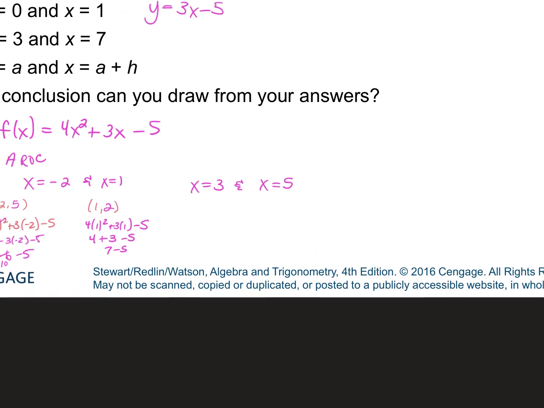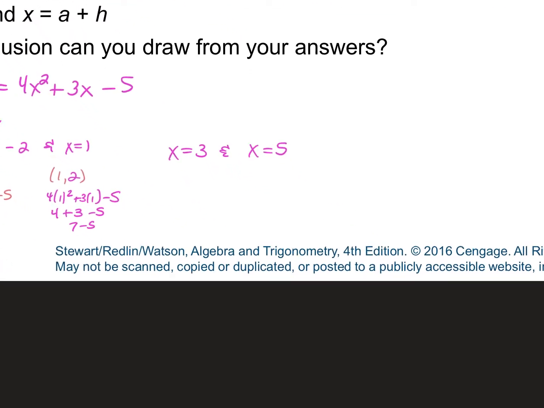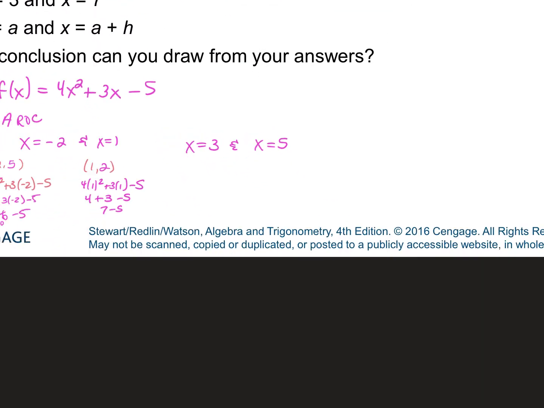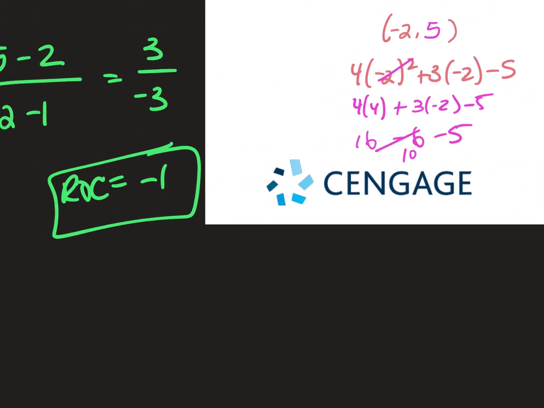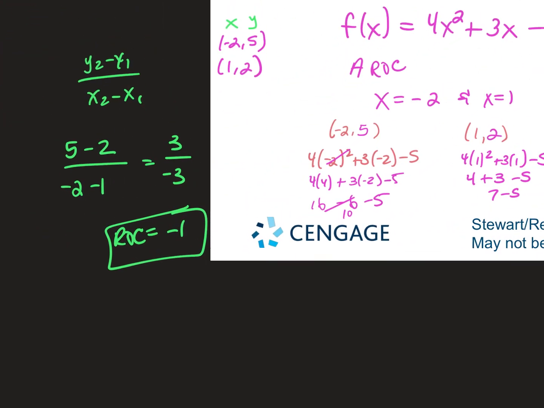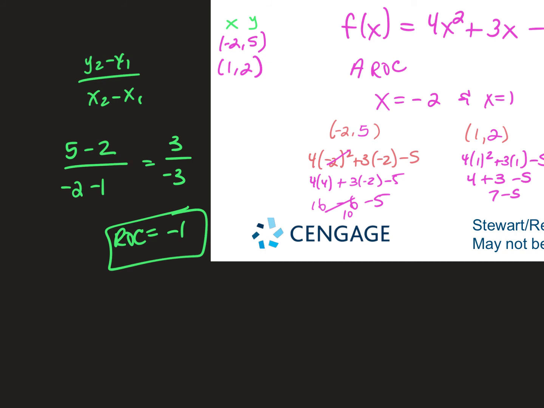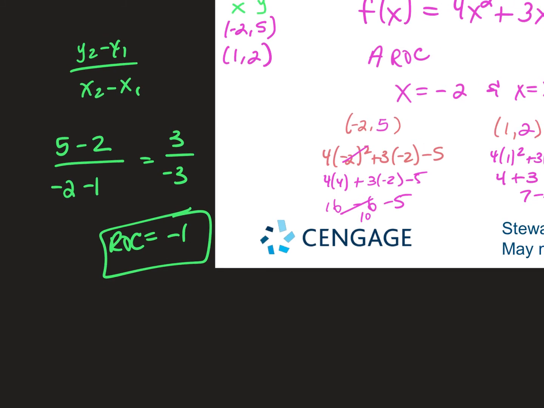Let's do the next. We're going to evaluate now between x's 3 and 5. What can you guys tell me about this function between x equals -2 and x equals +1? It's decreasing between those two. Good, very good. How did we know it was decreasing?